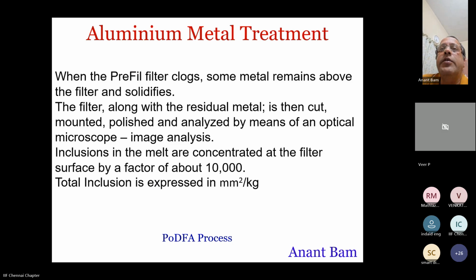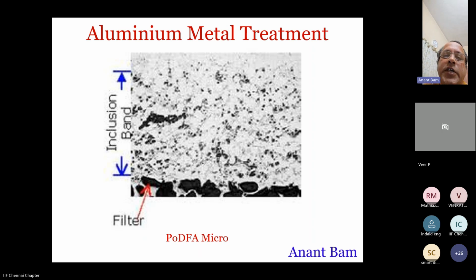This is the explanation of PoDFA. When the Prefil filter clogs, some metal remains above the filter and solidifies. The filter along with the residual metal is then cut, mounted, polished, and analyzed by means of an optical microscope with image analysis. Inclusions in the metal are concentrated at the filter surface by a factor of about 10,000. So total inclusion is expressed in mm square per kg. Next slide, please. This is a typical representation of the microstructure as seen in the PoDFA sample. Next slide, please.